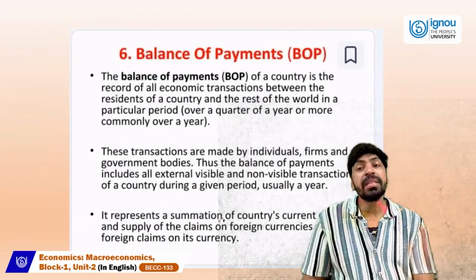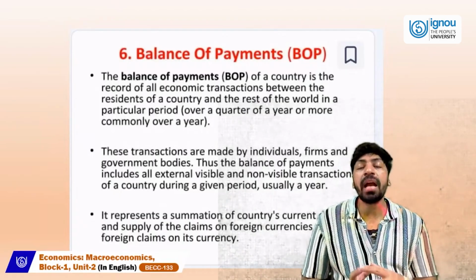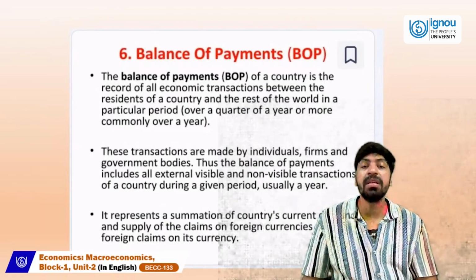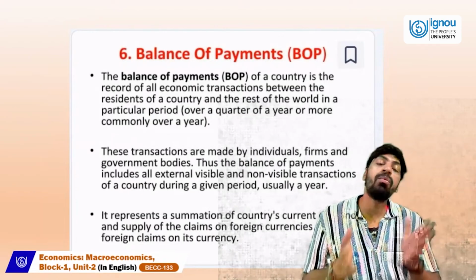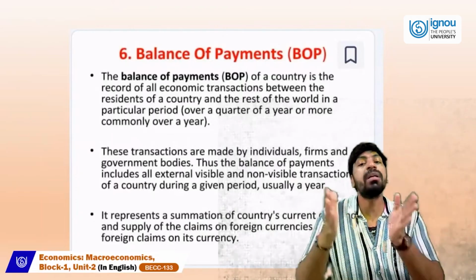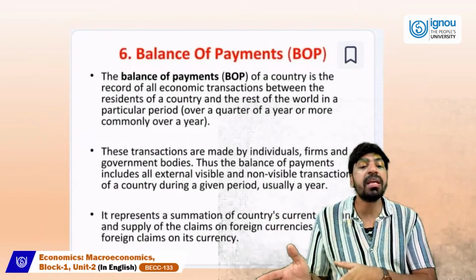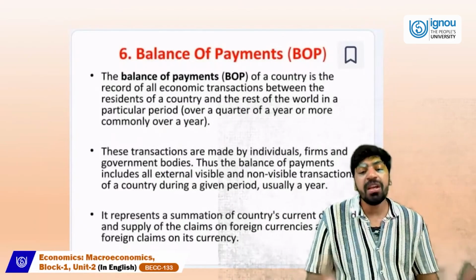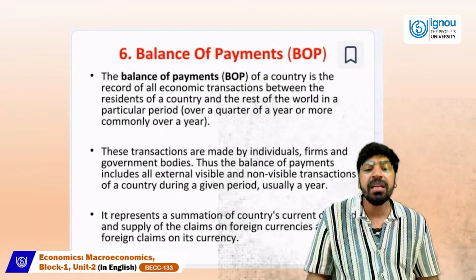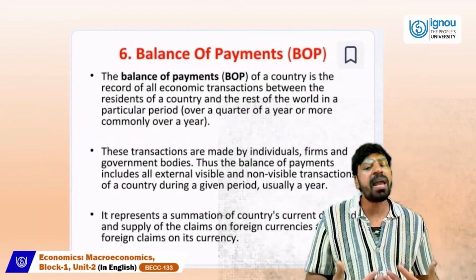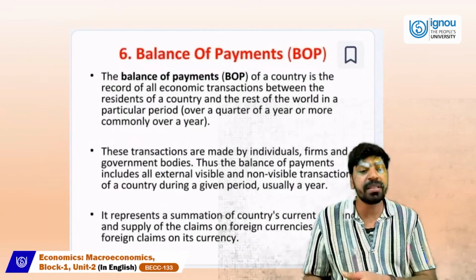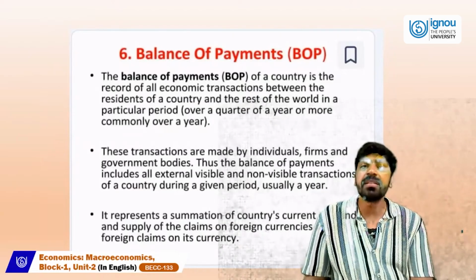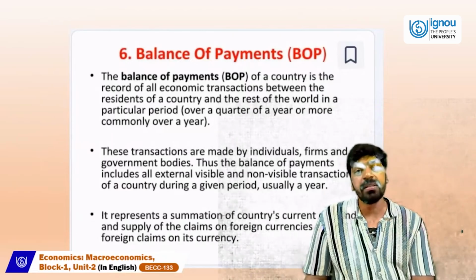It also represents the summation of the country's current demand and supply of claims of foreign currencies. So we are not talking only about our own domestic country, we are also talking about international transactions. If the host country trades any consumer product, say tea, the demand and supply, of course, deal in foreign currencies, and of course, the foreign claims on its currency. And that's the overview of the balance of payments.